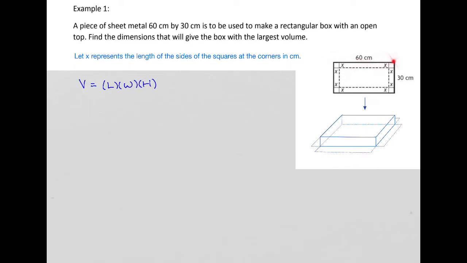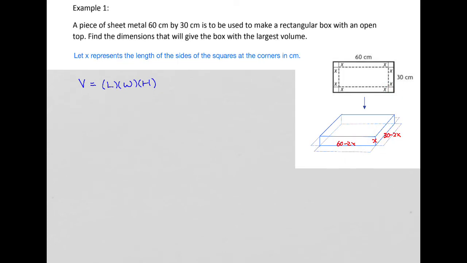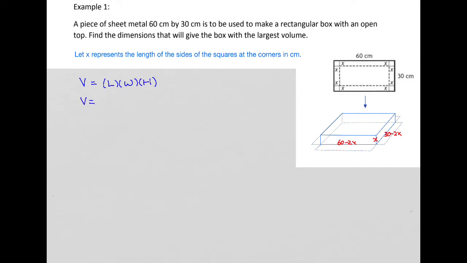Originally, our length is 60 centimeters, but since we have to make a box, we have to cut out the corners. That means I cut out x centimeters here, x centimeters here. So now the new length will become 60 minus 2x. Same thing again. The width originally is 30 centimeters, but I have to cut out the x here, I have to cut out the x here. So now the new width will be 30 minus 2x. And because the side length of the square is actually x, when we fold it, the x becomes the height of the box. So the height is x. So now we can replace the 3 different variables in the domain with 1 single variable.